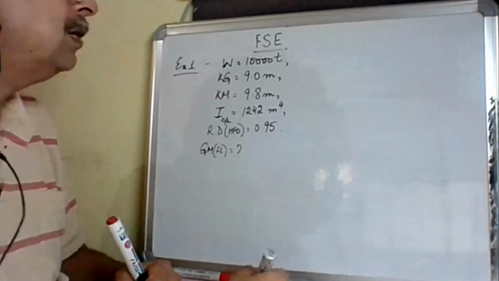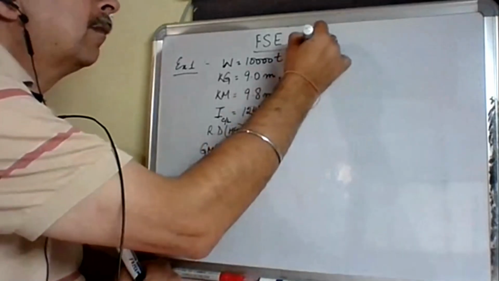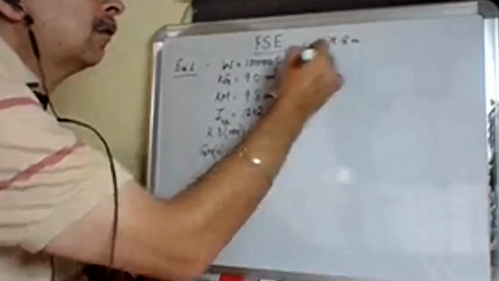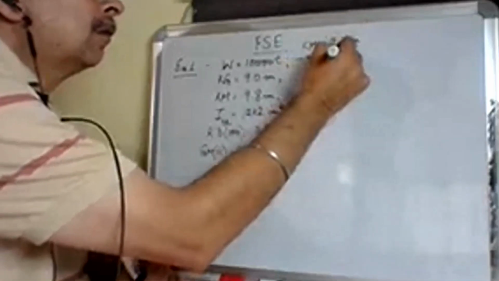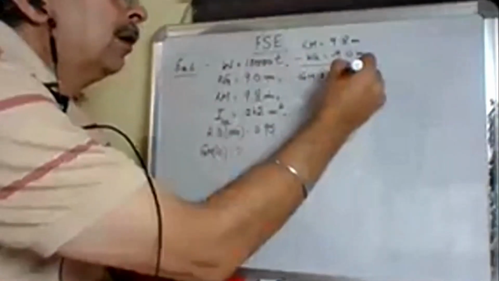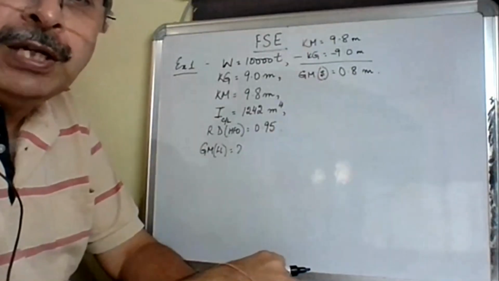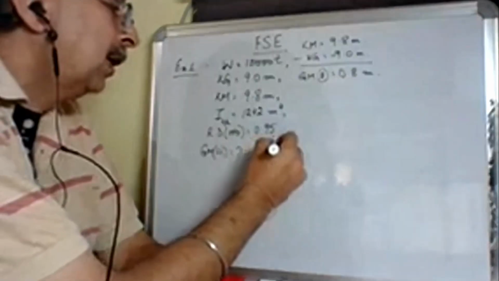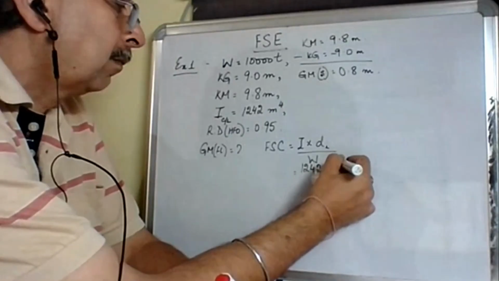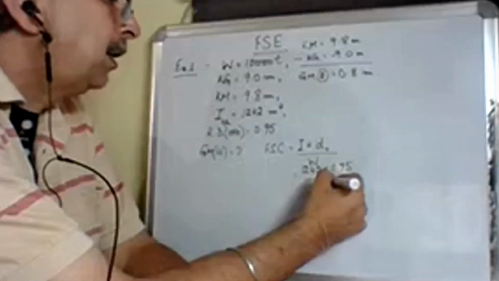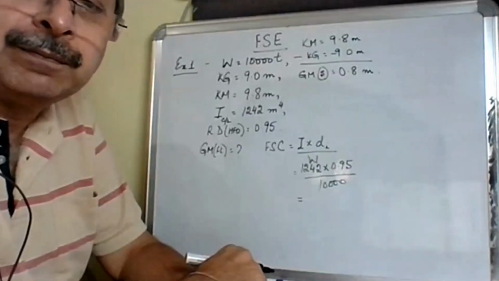So KM minus KG will give you what? GM solid, sir. Solid. GM solid. Okay, GM solid. Now you have to find out the FSC. FSC is W into D into I divided by W. That will give you FSC. How much does this come to?